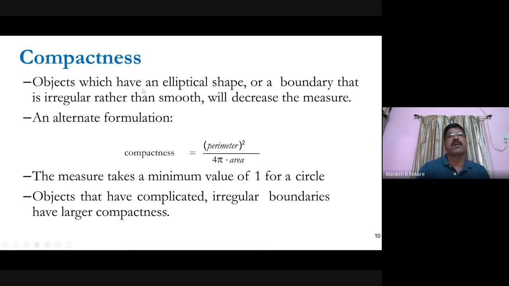Compactness of objects which have an elliptical shape or a boundary that is irregular rather than smooth will decrease the measure. An alternate formula can be used: perimeter square divided by 4 pi area, and the measure takes a minimum value of 1 for a circle, and objects that have complicated irregular boundaries have larger compactness. You can also define compactness as area by perimeter square or perimeter by area square. It is up to you; only the values will change, and so on, right?